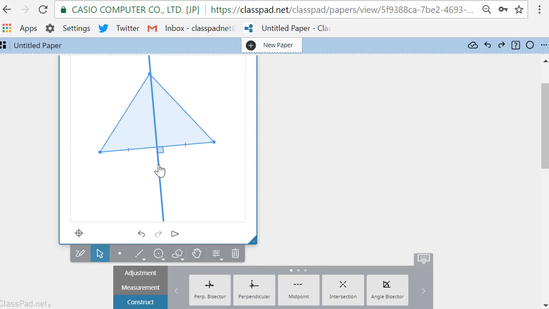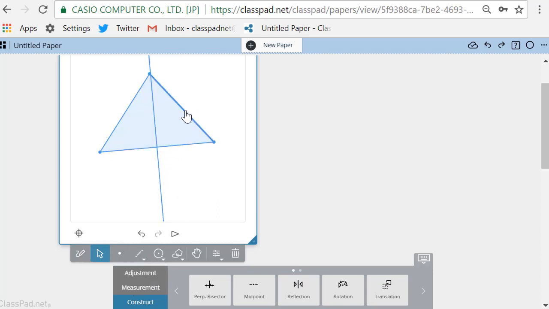You could verify that by measuring. I'm not going to do that because I want to make sure we get through this quickly, but you could verify that both sides are congruent and that it is in fact a perpendicular bisector, that this angle here measures 90 and this angle here measures 90. We're just going to go with it, and we're going to now do the same thing to the other two sides.